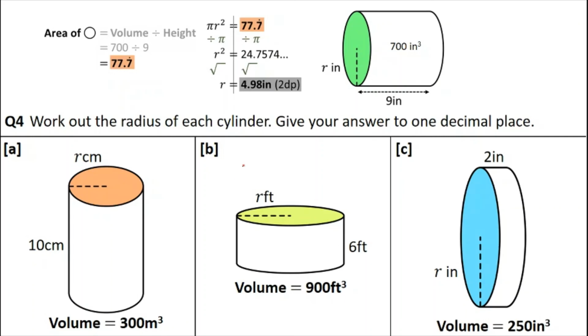Okay, so the answers for these: 3.1, 6.9, 6.3.